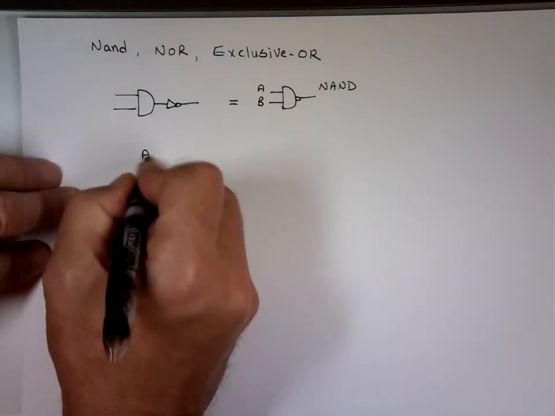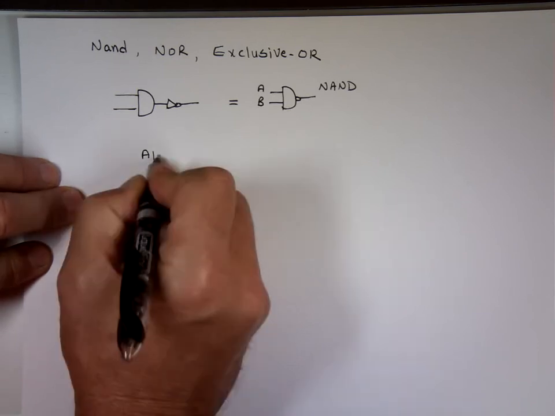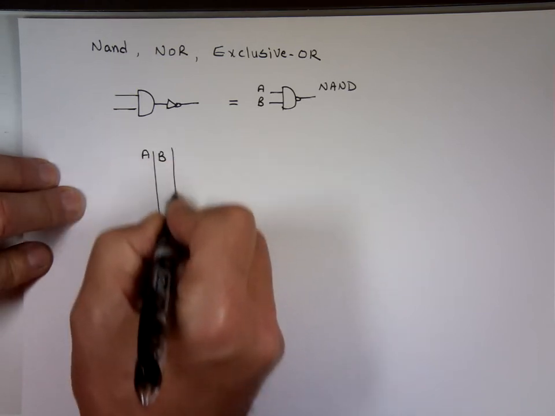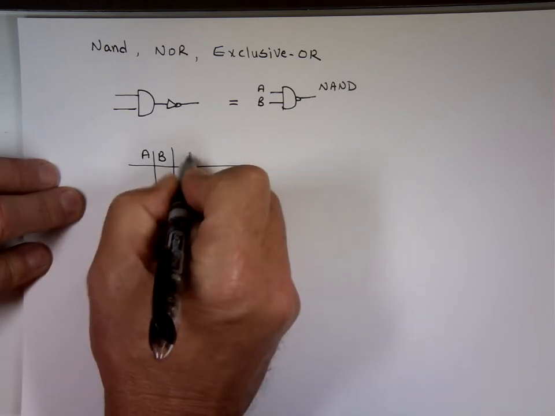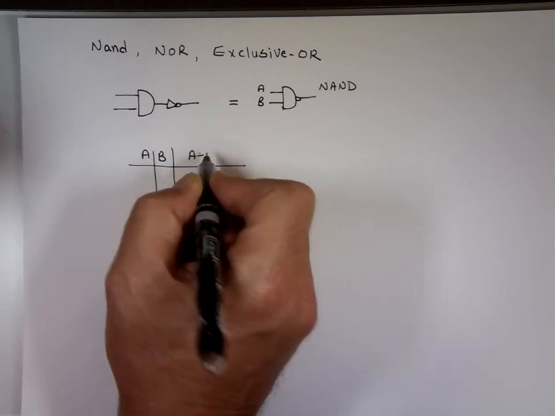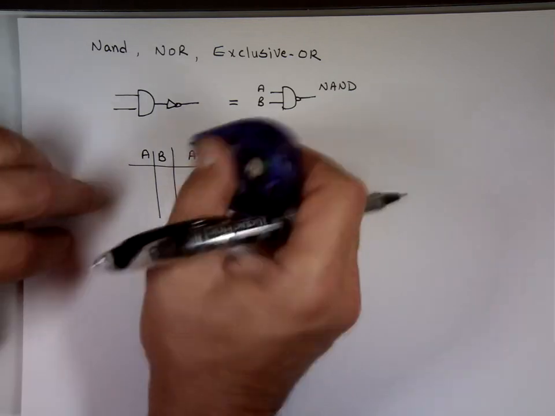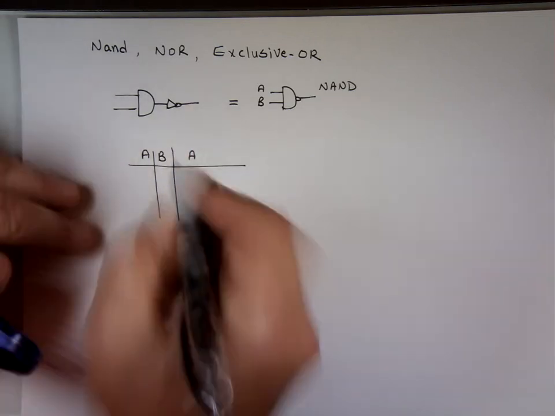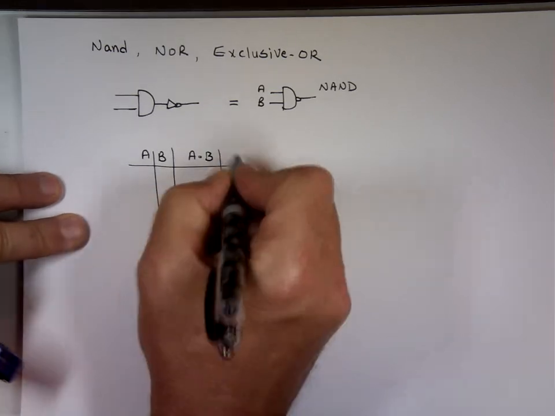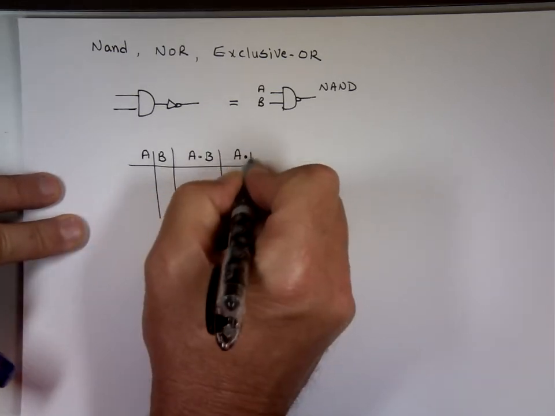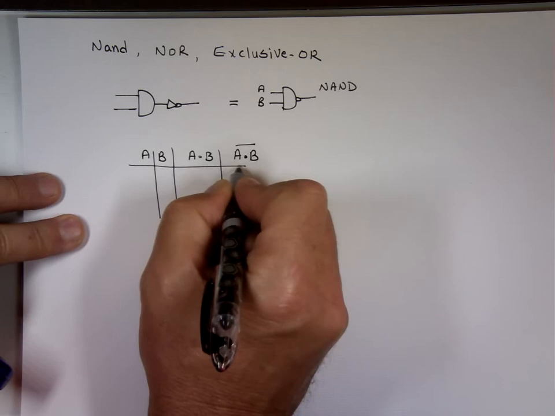We have two inputs, A and B. That's a two-input NAND gate, but once you see it, it applies to any number of inputs. Let me find what the AND value is, A and B. And at the end, I'm going to complement that to get the NAND.